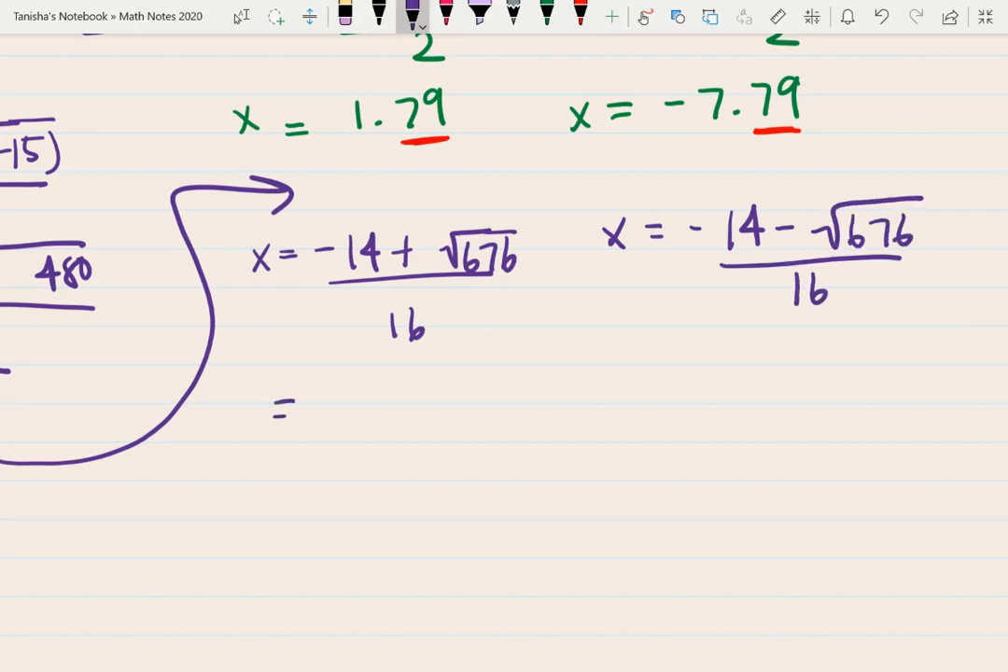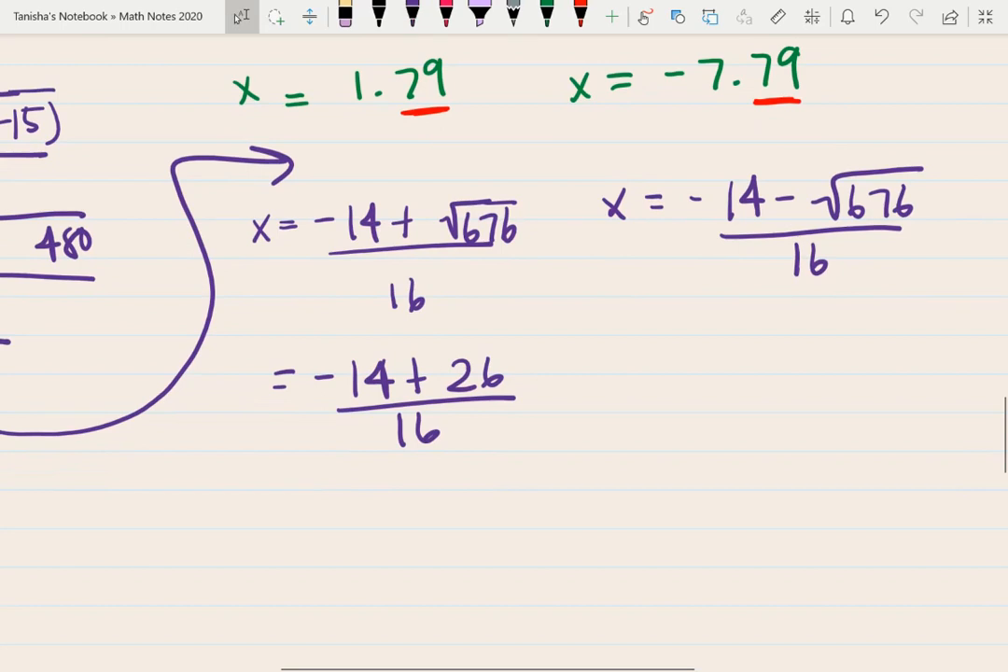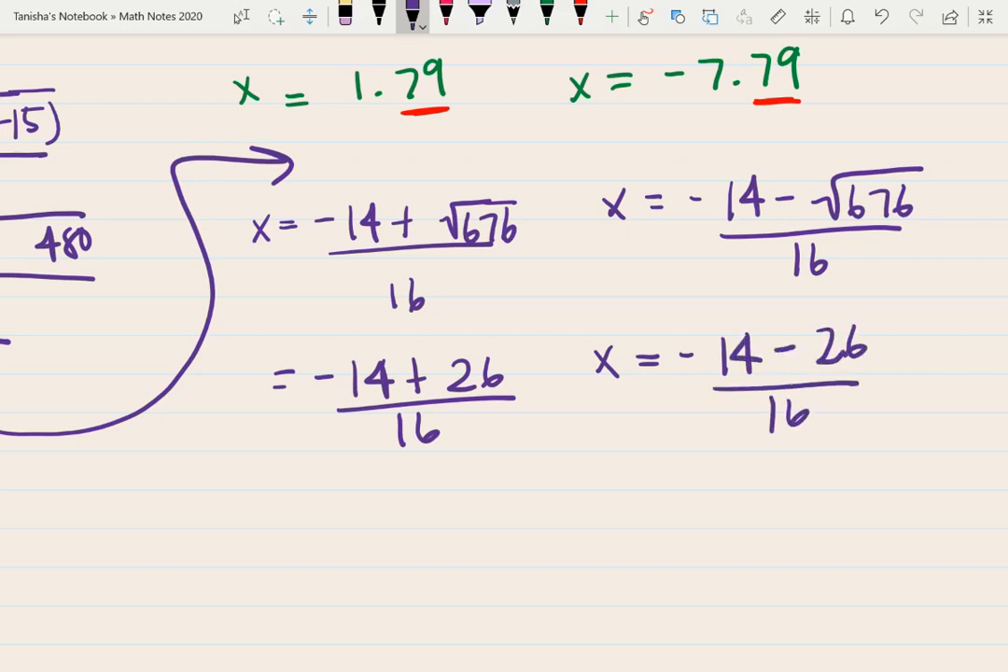And we can evaluate. The square root of 676 actually gives us a whole number. 676 is a perfect square. That's going to give us 26. So now we have negative 14 plus 26 all over 16, and the same with the other solution, negative 14 minus 26 all over 16.